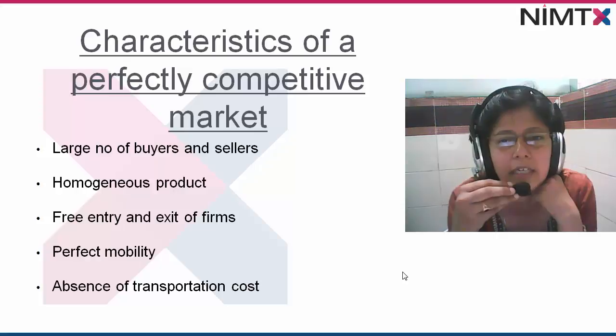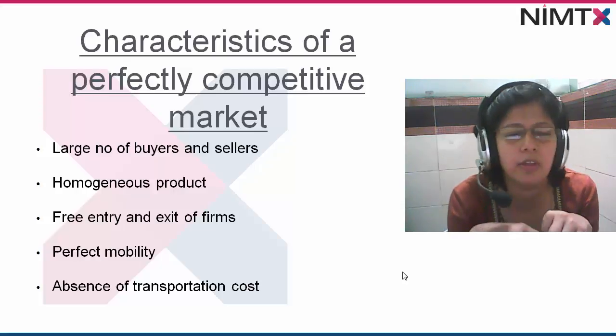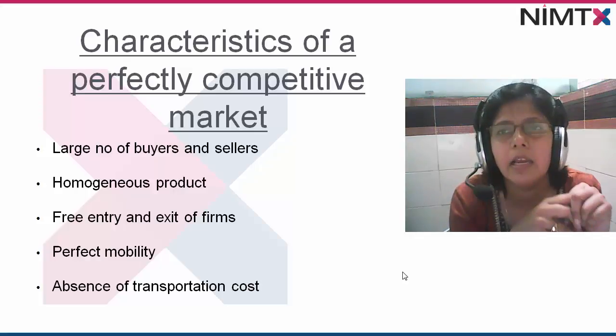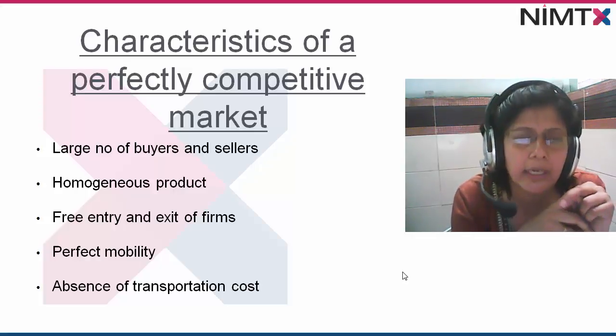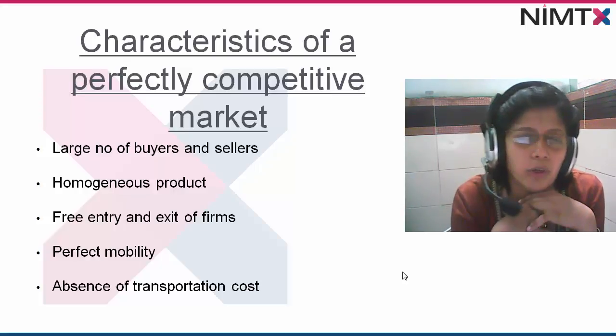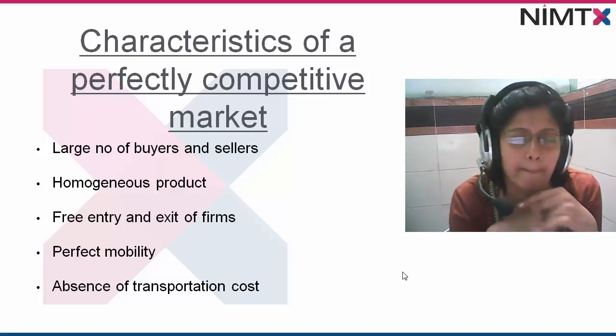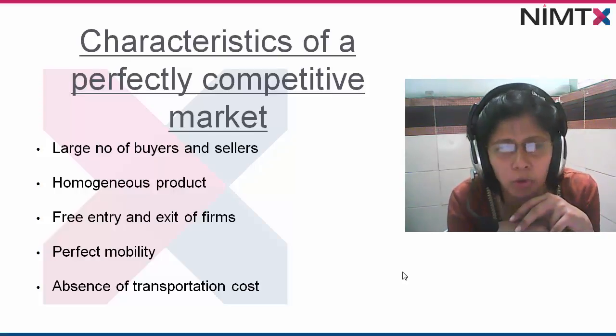The next thing we are going to study is the characteristics of a perfectly competitive market. Here we have five points. First of all, number one is a large number of buyers and sellers. Second is a homogeneous product. Third is free entry and exit of firms. Fourth is perfect mobility, and fifth is absence of transportation cost.